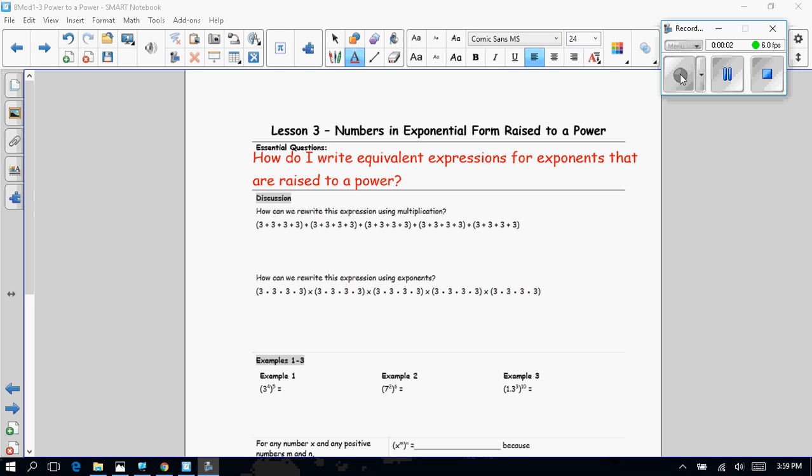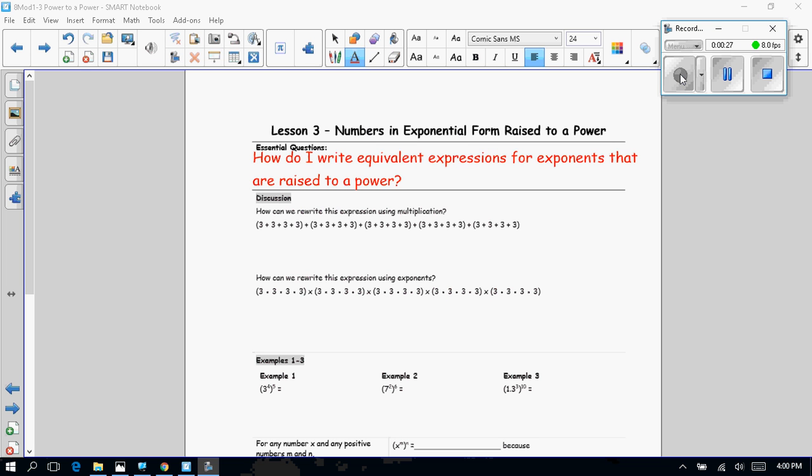Okay, so you should be on page 15 of your book. We're on lesson 3, numbers in exponential form raised to a power. You will see that I have my essential question there on the board. How do I write equivalent expressions for exponents that are raised to a power? All right, if you need to, hit pause so that you can write that down, but I am going to keep going. So it says we are going to have a discussion here, all right?